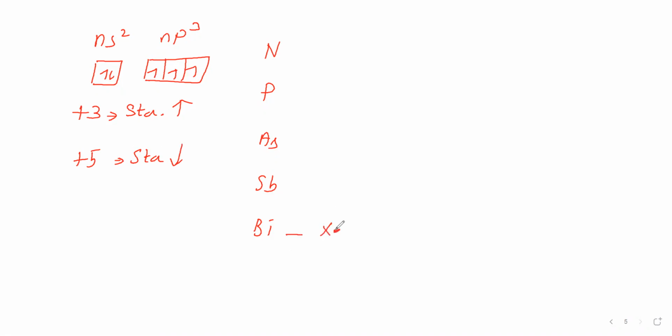The electronic configuration of bismuth is xenon 4f14 5d10 6s2 6p3 6d0. Now, what is the valence shell? The valence shell is 6s2 6p3.